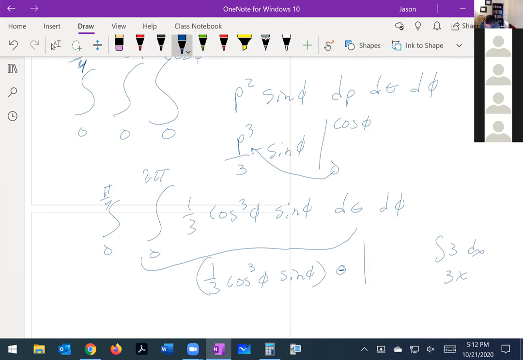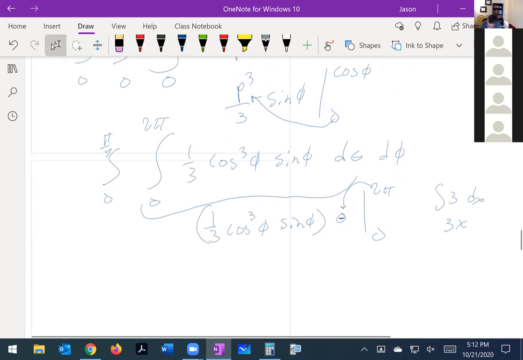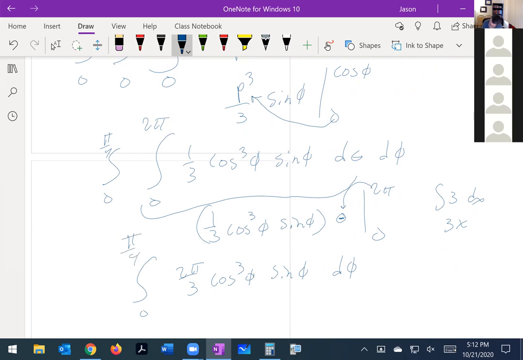Okay, and then put in 0 and 2 pi. We're just going to put in 2 pi here. That's going to be 2 pi times this whole thing. Plug in 0, we're just going to get 0. So what's the net effect? The net effect is that all we did was really multiply by 2 pi. So this is 2 pi over 3 cosine cubed phi sine phi d phi, and this is 0 to pi over 4.